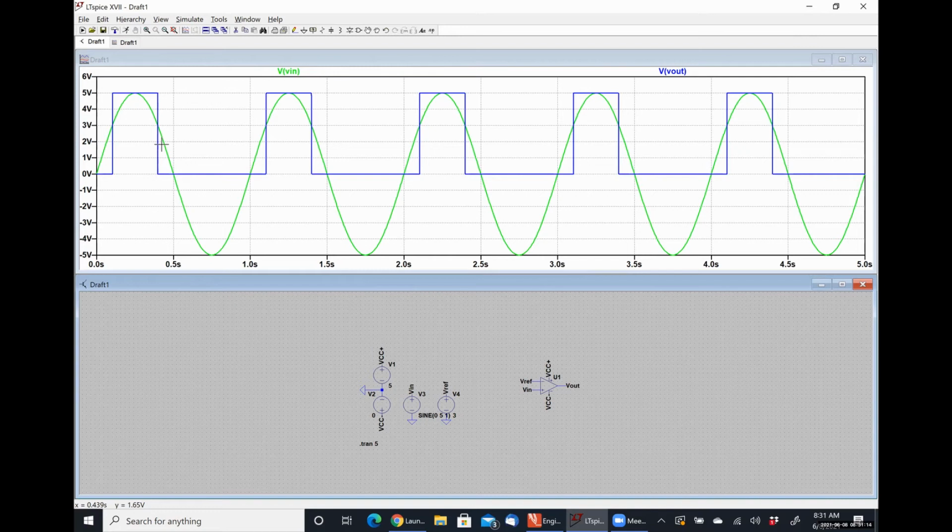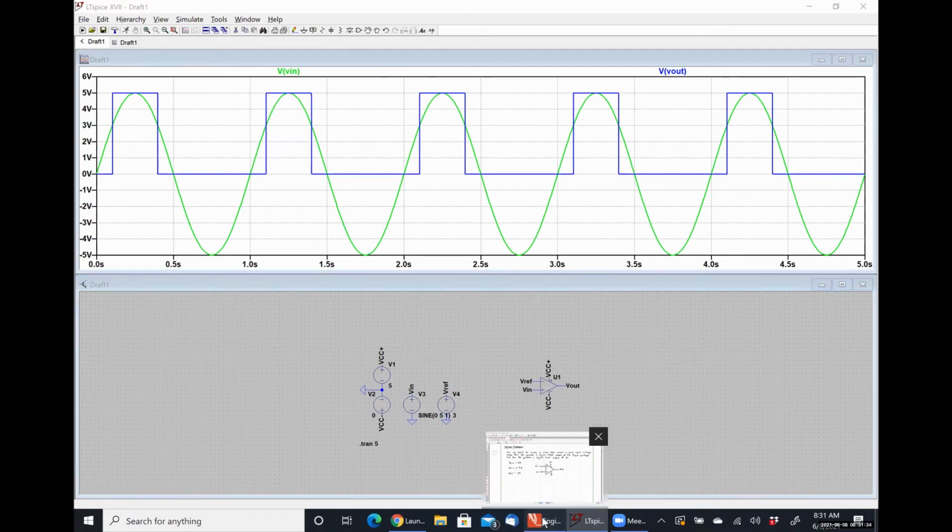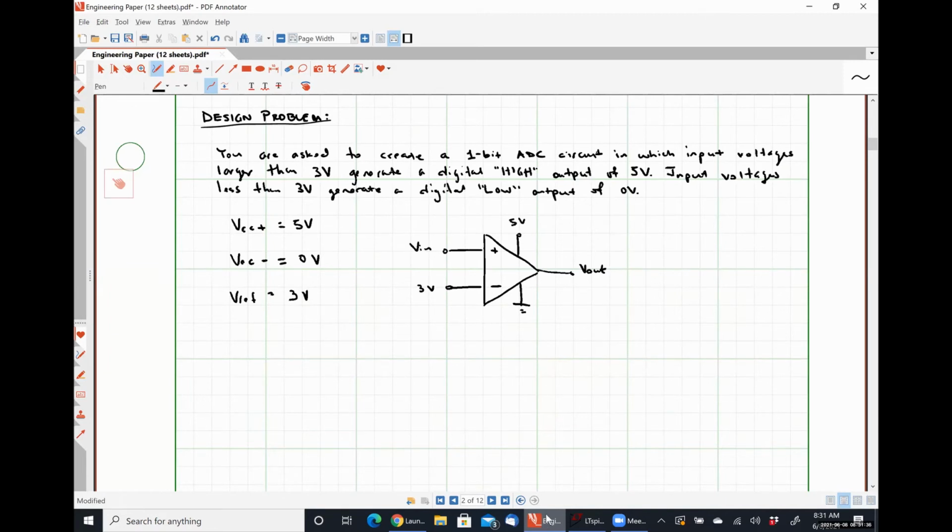So we have done a design problem in this class. It wasn't particularly difficult, but we have actually designed a circuit which has practical applications. Okay, so let's swing back around here and expand on this a little bit.